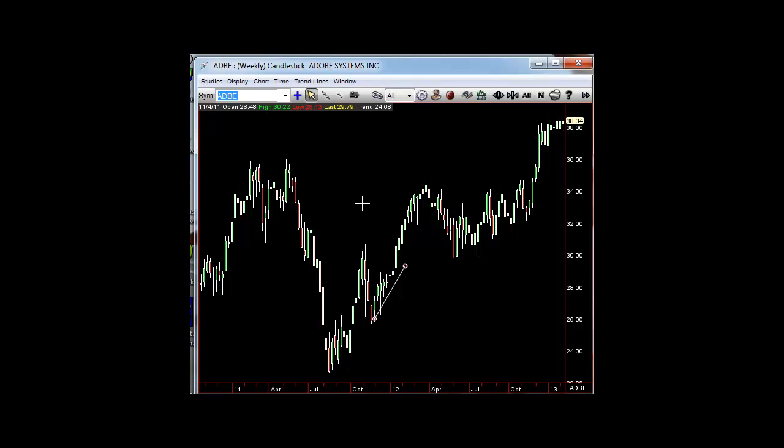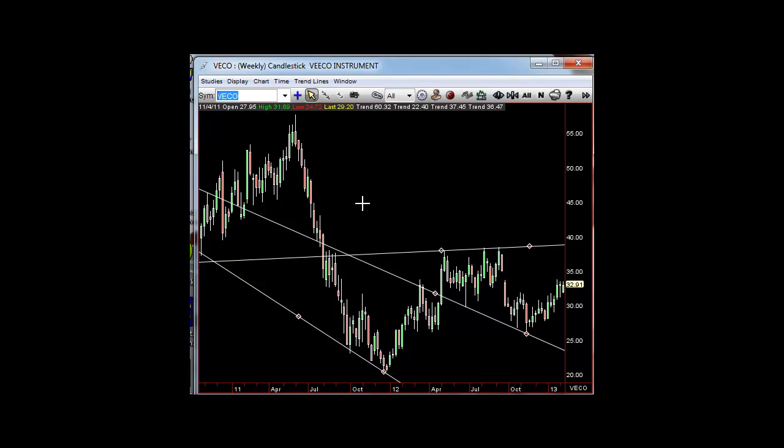You've got Microsoft, talked about that, and VECO. VECO, real interesting here to see if this triangle can come out of this inside and start getting moving up into there. So VECO interesting as well.